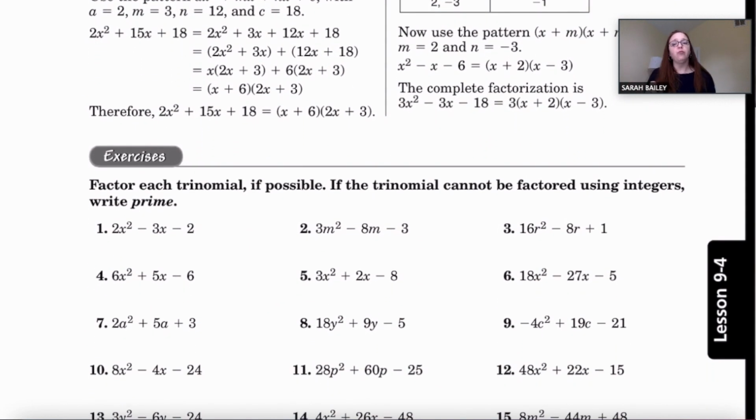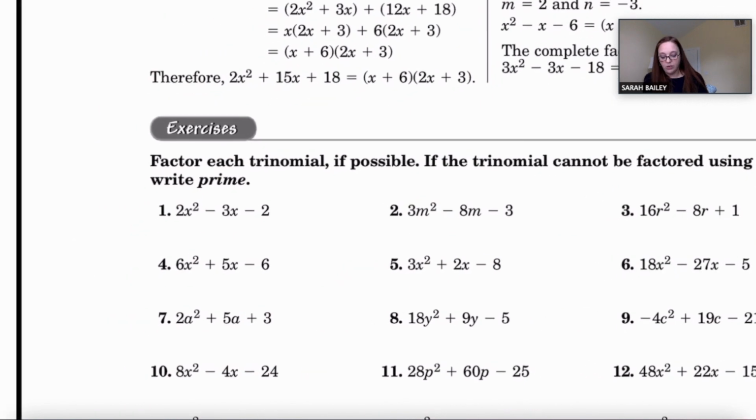Now, be careful because sometimes we can't factor trinomials. So look at your directions. Factor each trinomial if possible. If you can't, then we would write the word prime. We'd say it's prime. So just be cautious because sometimes we're not going to be able to factor these.